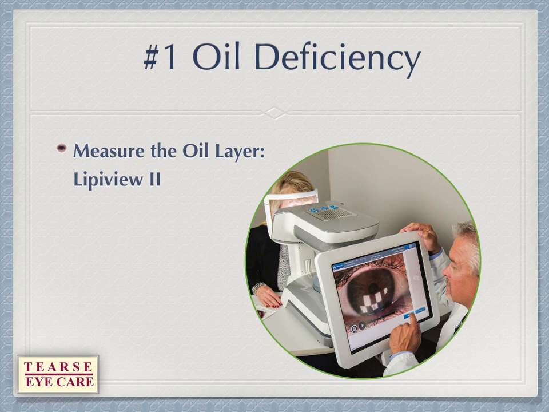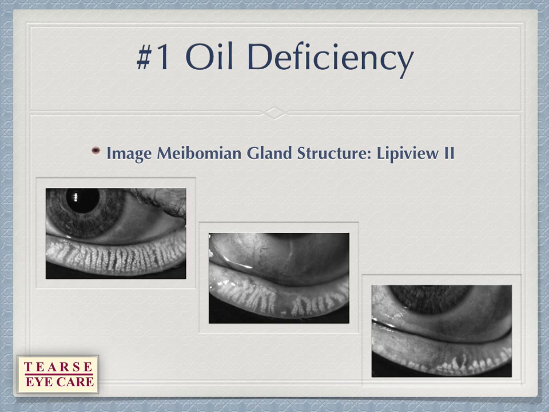Additionally, I measure the oil lipid layer using the instrument called the LipiView 2. This instrument also gives us photographs of the eyelid glands. As you can see, the one on the left has all of the glands present. The picture in the middle is missing a fair number of the glands, and the picture on the right has very few of these white glands and has lost many of the glands.